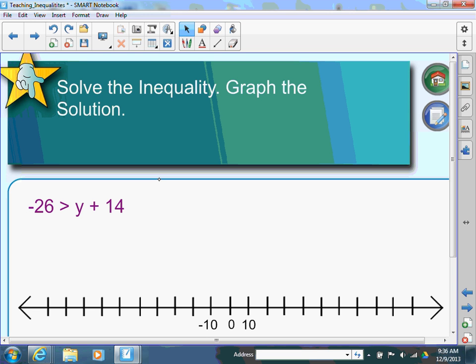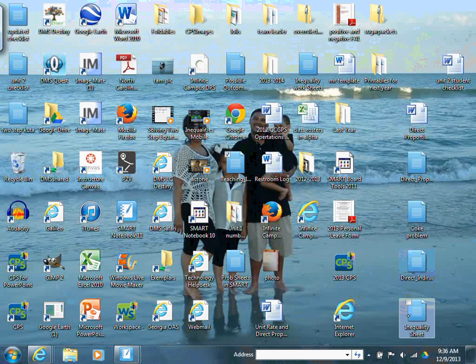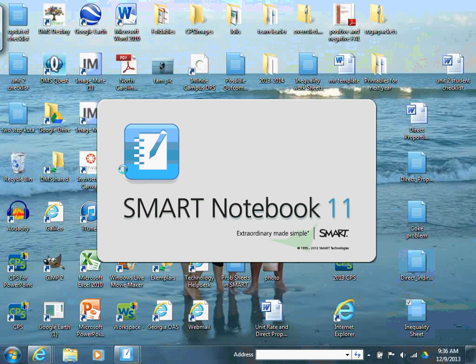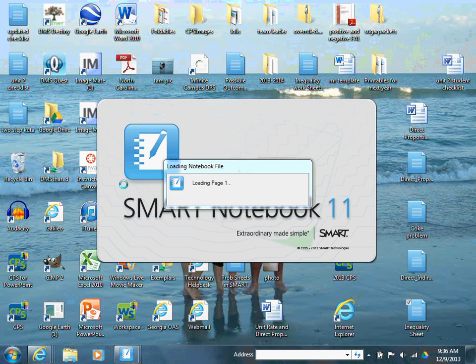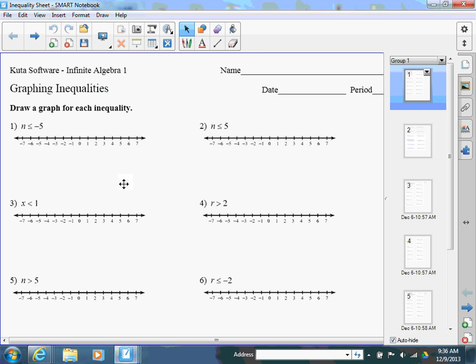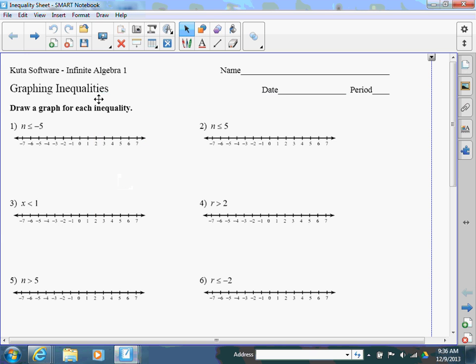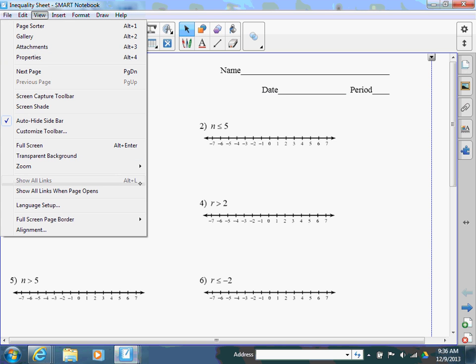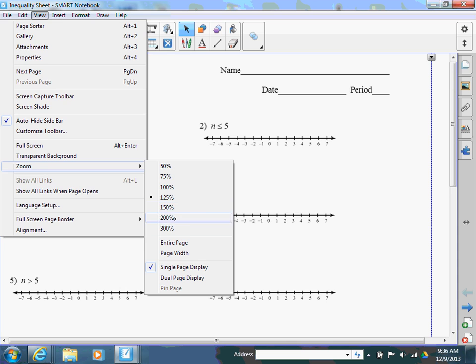We're going to stop here. I'm going to let you practice shading some inequalities. You're going to get a sheet. It looks like this, okay? And you've got to go on here and shade the inequality.